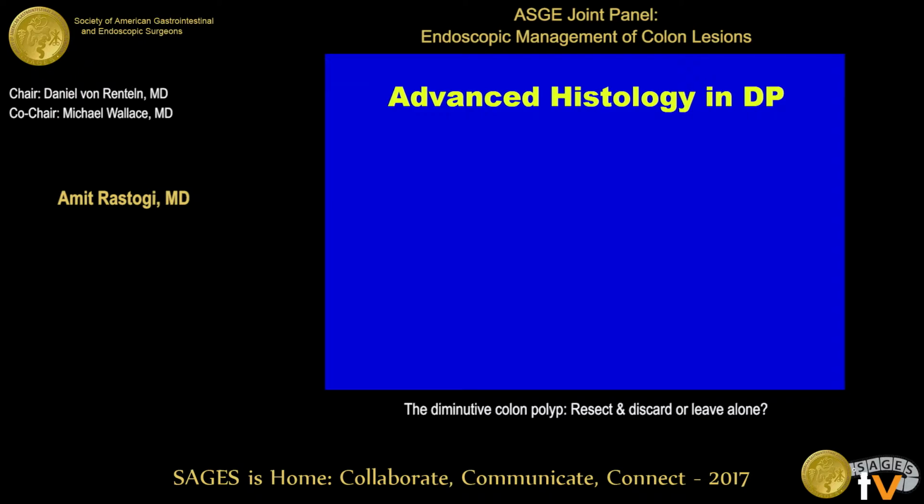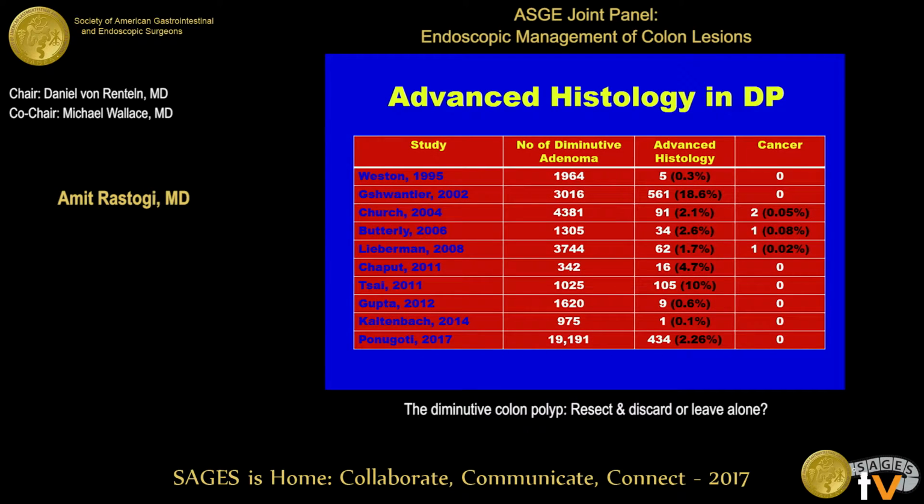Now, what is more important is, of these diminutive polyps, how many of them have advanced histology, which is defined as either the presence of villous component or high-grade dysplasia or cancer. So again, some of these similar studies have shown that the prevalence of advanced histology in these polyps is very low. It ranges from 0.1% to about 18.6% for high-grade dysplasia and villous. The 18.6% study is kind of an outlier. Most of the studies are showing that the advanced histology is less than 3 to 4%. And more importantly, there's hardly ever a presence of any cancer in these diminutive polyps.